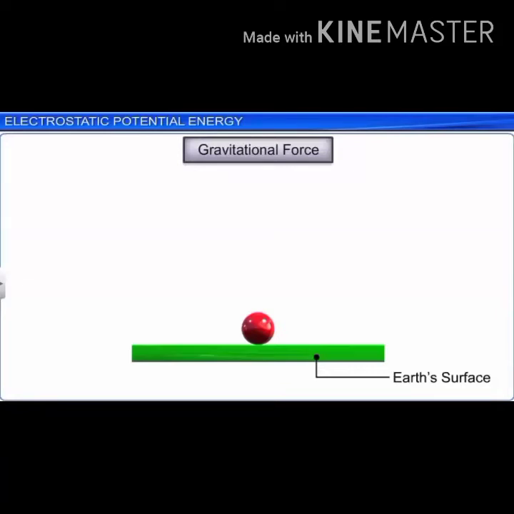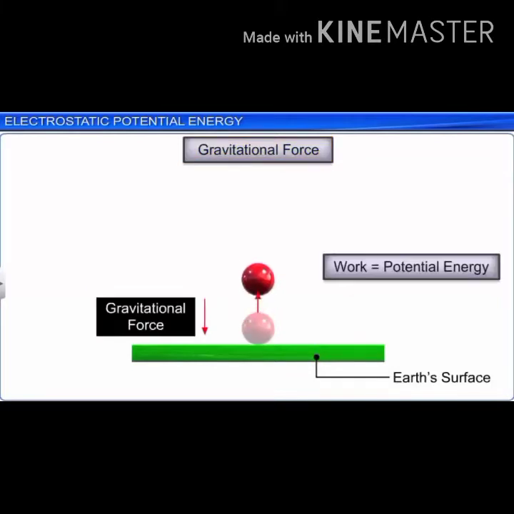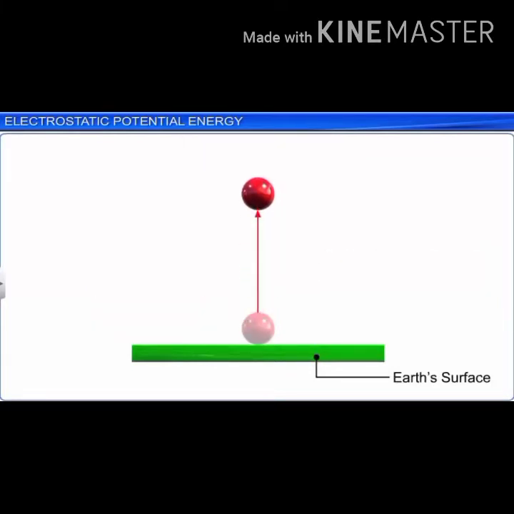Electrostatic potential energy. When work is done against a conservative force like gravitational force, it gets stored as potential energy. Let's consider a body lifted vertically to a height h from Earth's surface. Some work has to be done against the gravitational force of the Earth to lift the body, which is stored as potential energy in the body.